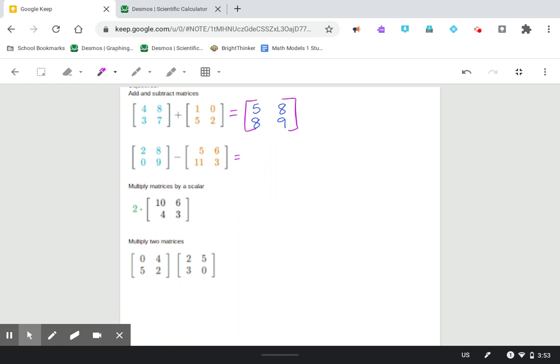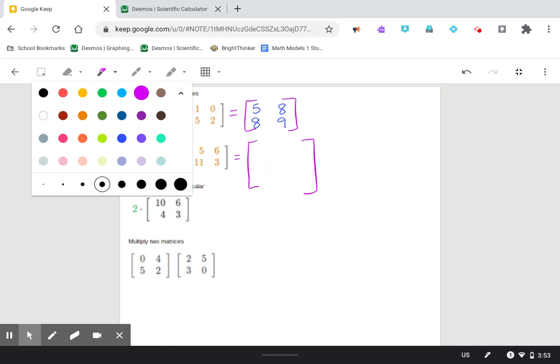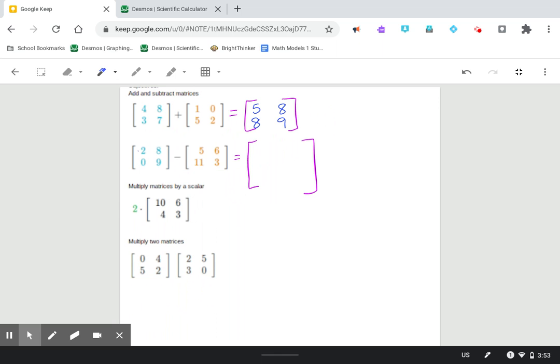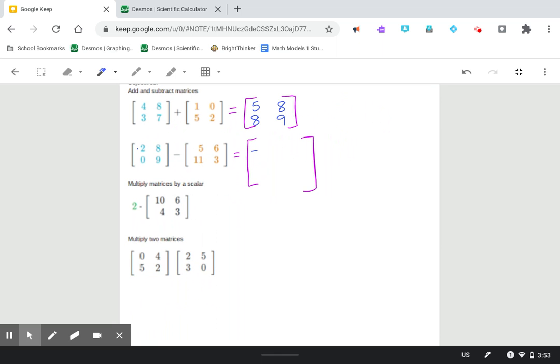Subtraction, similar idea. So when I subtract the numbers, 2 minus 5 is negative 3. 8 minus 6 is 2. 0 minus 11 is negative 11. And 9 minus 3 is 6. So again, I'm just adding or subtracting, depending on what it is, each number with the number that is in the same position.